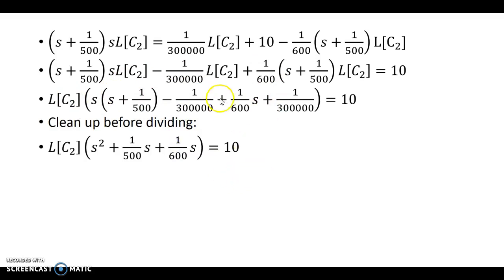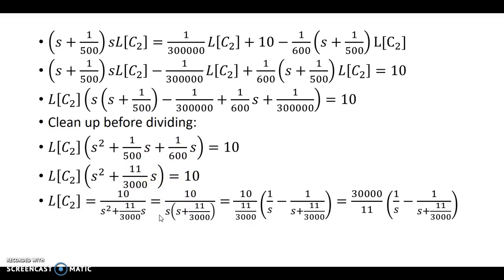And if we do that, we see that these two terms cancel, leaving us just with an s squared and s terms. And if we figure out how to add these fractions here, you could put it in decimal form if you really want to, but you can use a calculator and convert it back to a fraction when you add them: 11/3000 s. So this is cleaned up quite nicely. So I'm going to divide both sides by s squared plus 11/3000 s. So I've done that here.